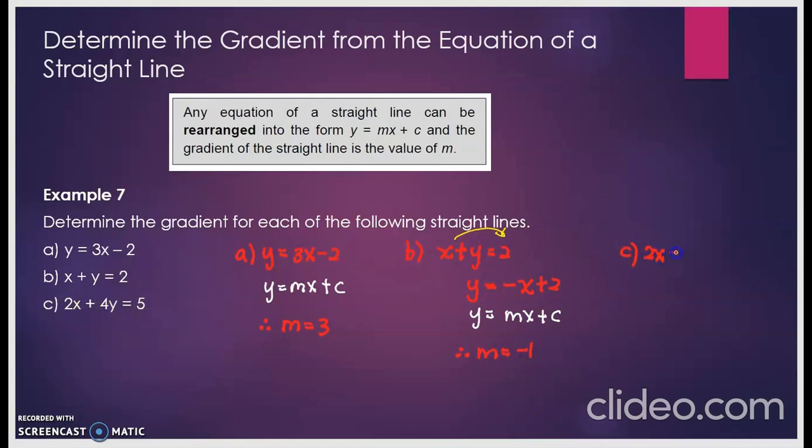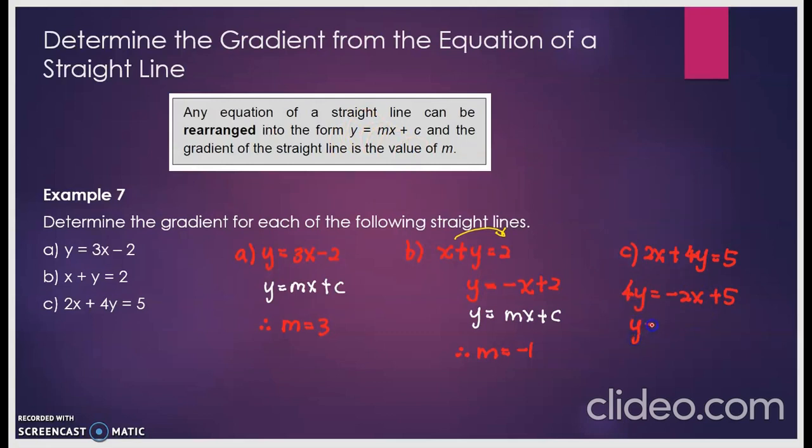2x plus 4y is equals to 5. So first I have to rearrange into the form of y is equals to mx plus c. So here will become 4y is equals to negative 2x plus 5. Next, I will divide 4 to the right hand side because on our left hand side is only y. So I have to divide the coefficient of 4 to the right hand side.